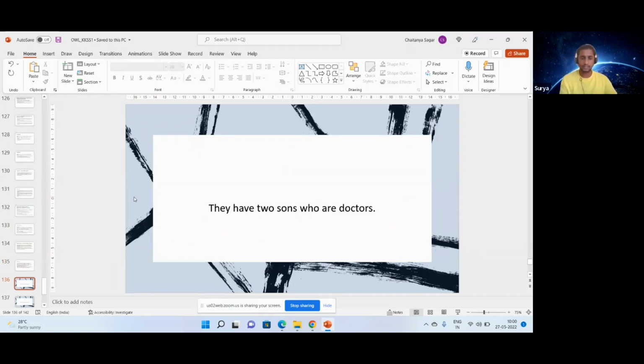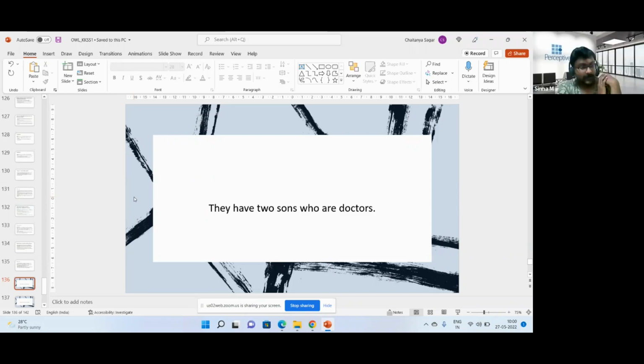So if you see here in this example, there is a sentence which says, "They have two sons who are doctors." Can anyone tell me the meaning of this sentence? What could you understand from this sentence? They have two sons who are doctors. Please tell me what you can infer from this sentence. Both their sons are doctors.